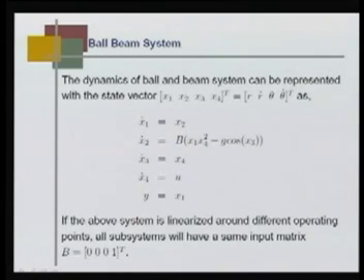If the above system is linearized around different operating points, all subsystems will have the same input matrix, which is B equals 0 0 0 1. This is important. So, this linearization of the system dynamics will always lead to the same B matrix for all linear subsystems. The B matrix is always 0 0 0 1. This is a practical example. There exists a physical system for which, for all linear subsystems, the control matrix is 0 0 0 1. So, that is common.